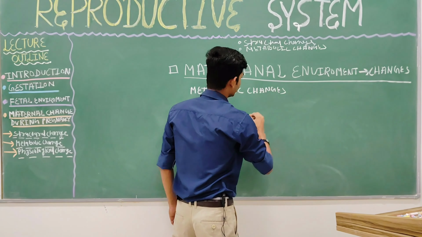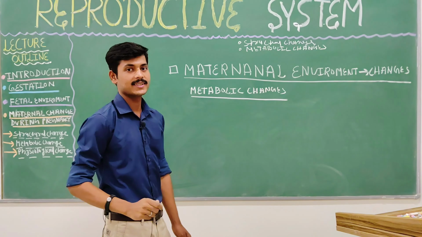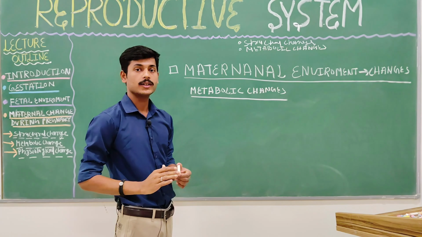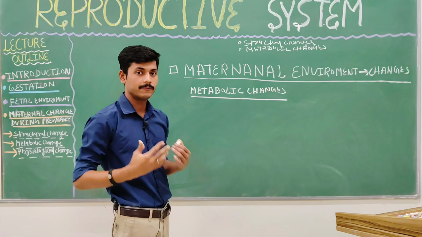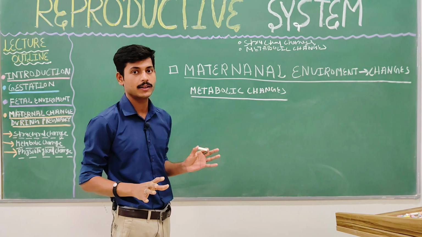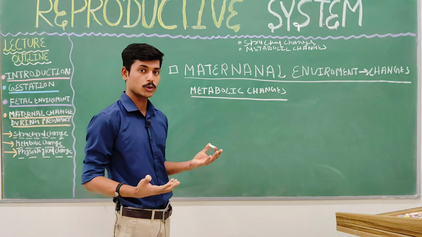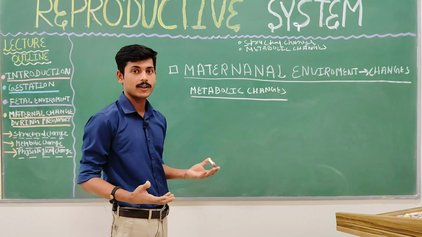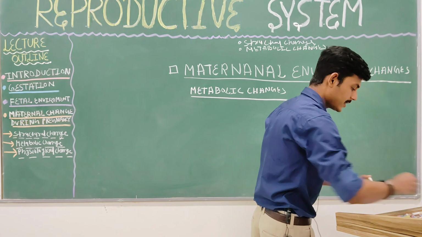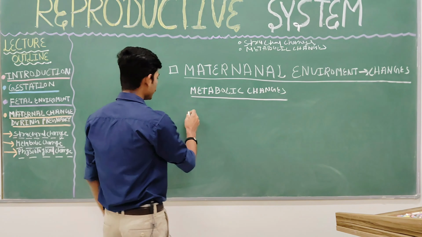Metabolic changes are necessary for the developing fetus. If these metabolic changes do not happen in the maternal environment, that leads to abnormal growth and abnormal development of the fetus. So the first change is the change in the BMR of the mother.